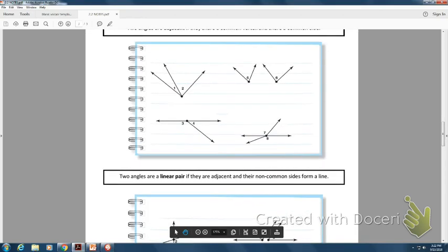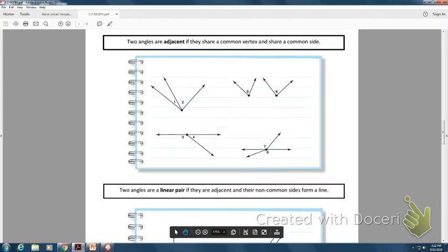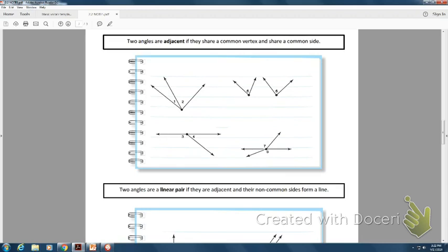Okay, we are going to go through and determine whether these are adjacent angles or not. Starting with 1 and 2. Are angles 1 and 2 adjacent? Yes. Are angles 3 and 4 adjacent? Yes, they share a vertex and a common side. Is 5 and 6 adjacent? No. Are 7 and 8 adjacent? No. Questions on adjacent angles?